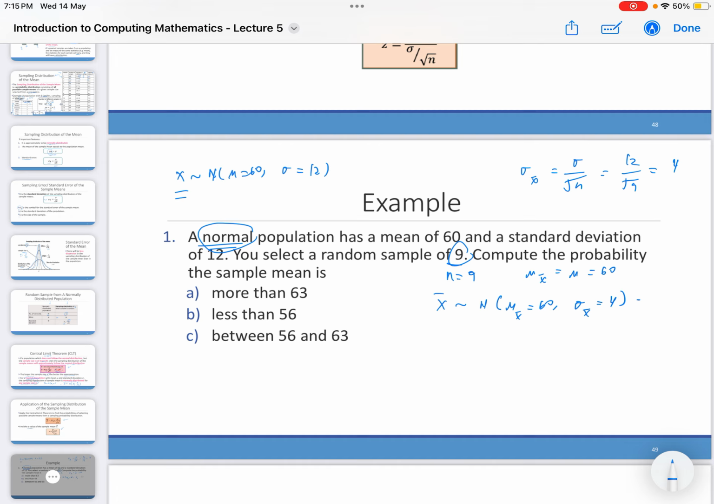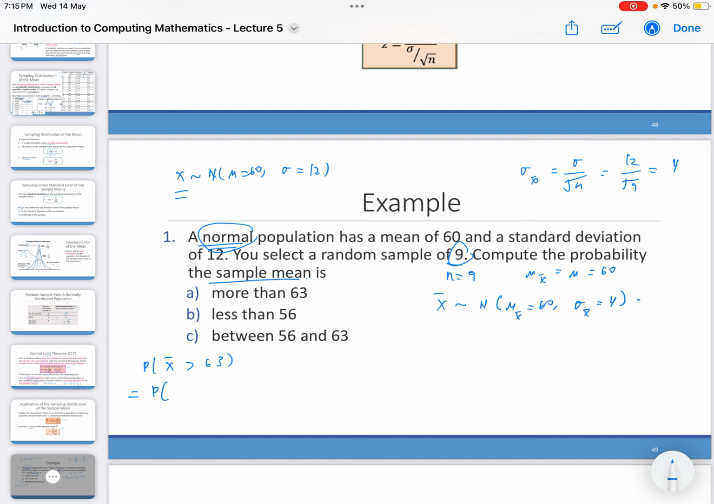Okay, so now we want to calculate A. So we want to compute the probability of the sample mean, x bar, more than 63. Since we know x bar is normally distributed, we can change to standard normal.